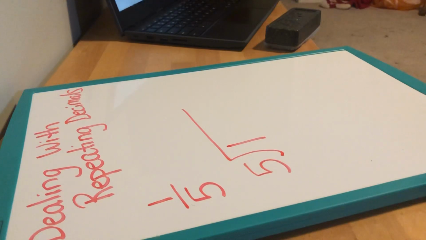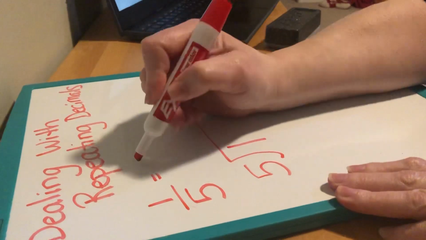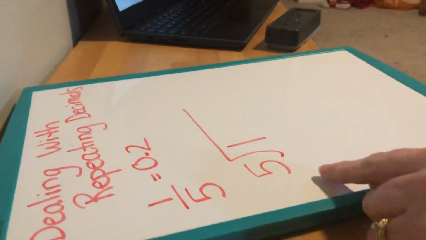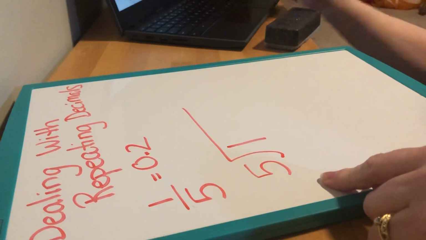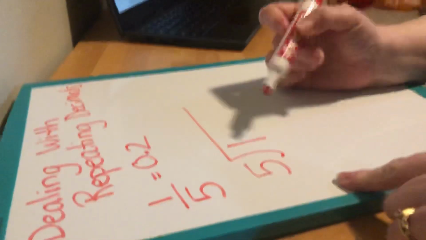Okay? We already know, because we're brilliant in grade 6-7, that 1/5 equals 0.2. But we're going to prove that using some long division. So the first thing I need to do is how many times does 5 go into 1?